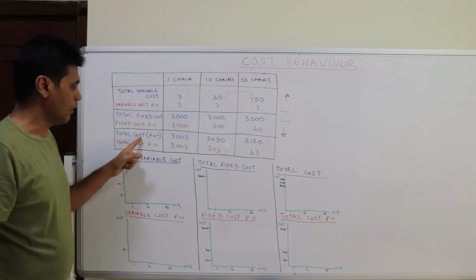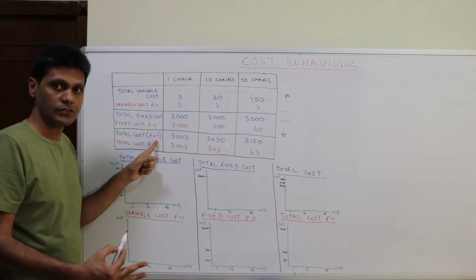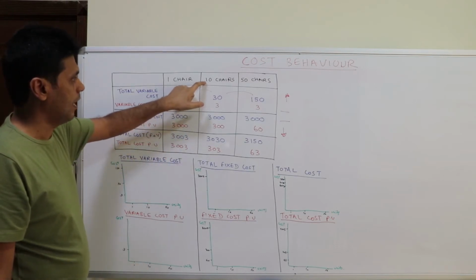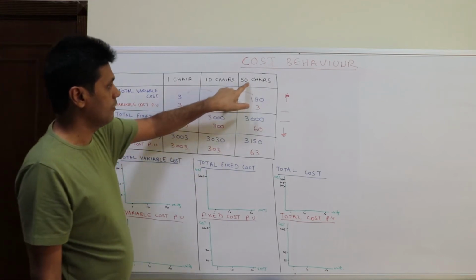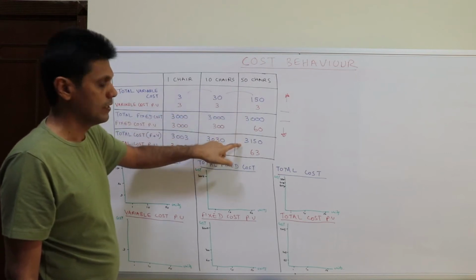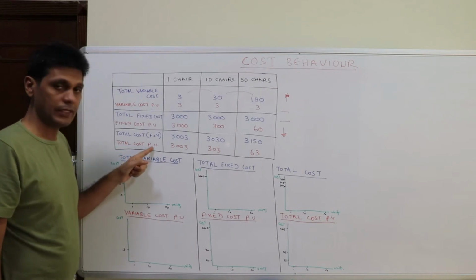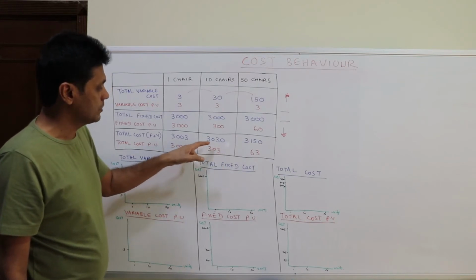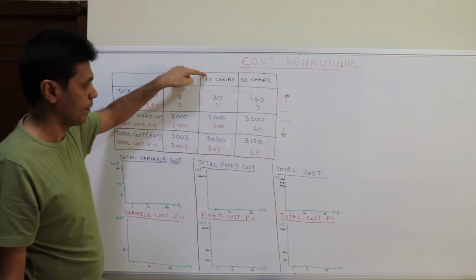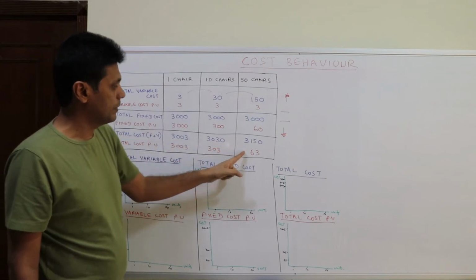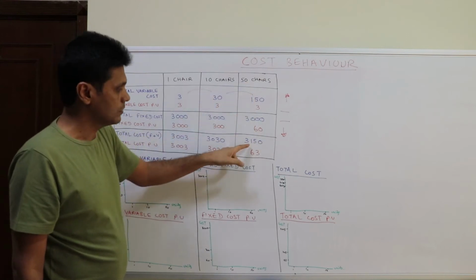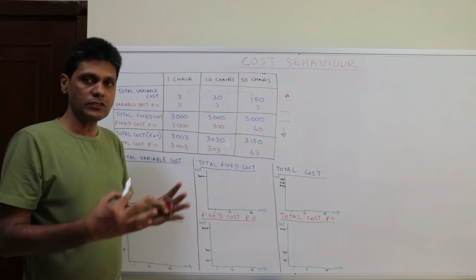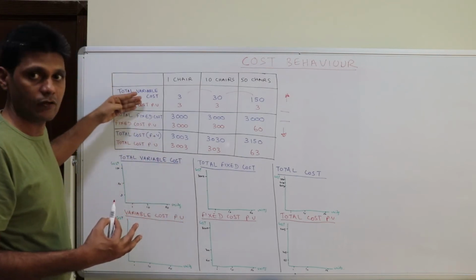Now the total cost comprises fixed and variable cost. So when you take the total variable cost and the total fixed cost, it will be 3,003. At 10 activity level, it will be 3,030. At 50 activity level, it will be 3,000 plus 150, 3,150. However, the total cost per unit at 1 unit will be 3,003, and at 10 units it is 303, because this 3,030 will be allocated among 10 chairs. However, the total cost per unit will be 63 at 50 activity level, because this entire 3,150 will be allocated among 50. So these are the cost behavior patterns of all these cost elements.